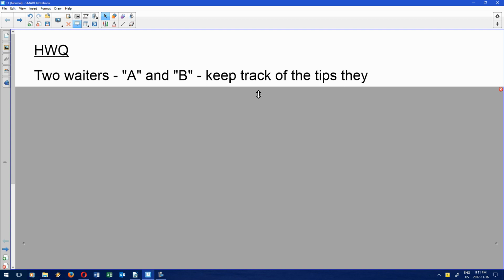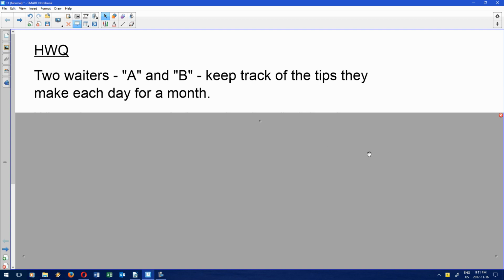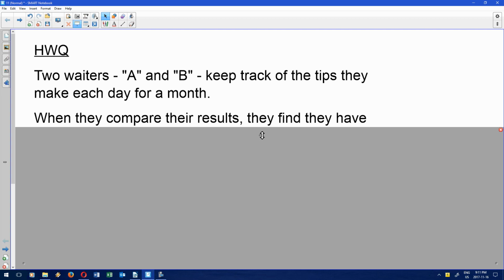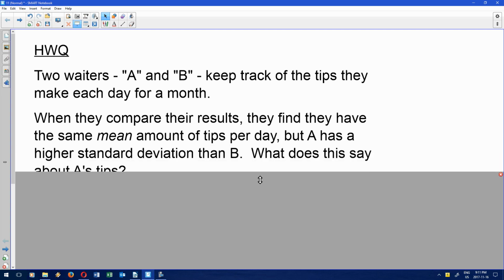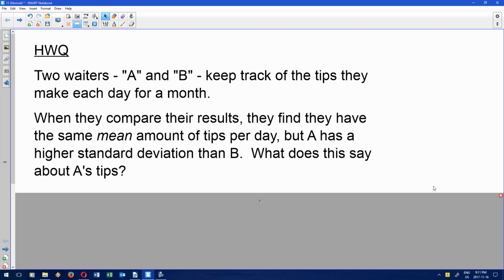So let's say there are two waiters, A and B, and they keep track of the tips they make each day for a month. And when they compare the results at the end of the month, they find they have the same mean amount of tips per day, but A has a higher standard deviation than B. What does that say about A's tips? So just write me a sentence or two about what that means in terms of the tips that are made.